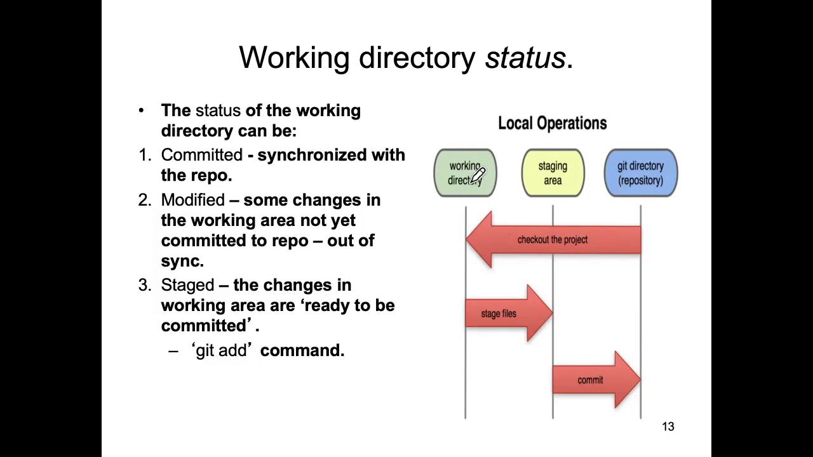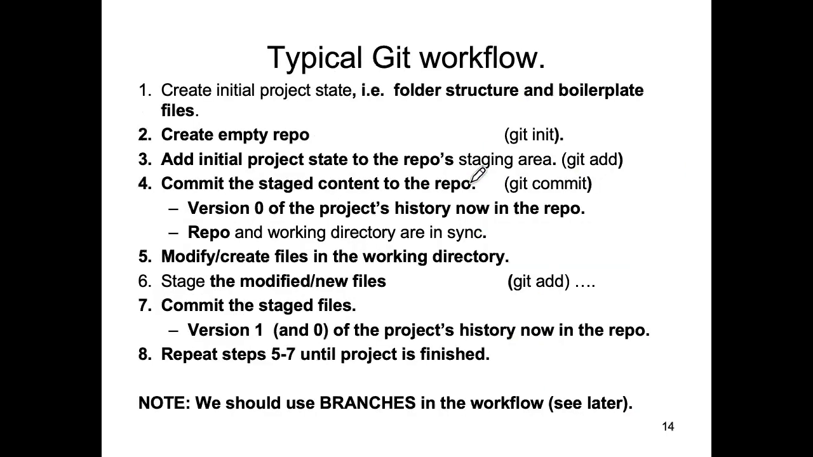So this is your typical workflow. You create your project structure, whatever you're working on. There may be some boilerplate files in it. So you create that. Then you create essentially an empty repository using the git init command. Then you add that initial project to your repository. You stage it first using the git add command.